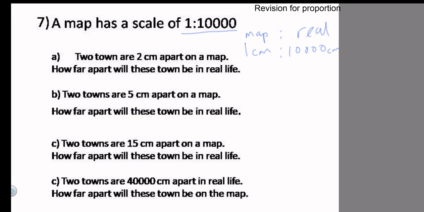Alright, so let's suppose on a map there are 2 villages. The gap between the 2 villages happens to be 1 centimeter, but in real life that would be 10,000 centimeters. Let's answer question A. 2 towns are 2 centimeters apart on a map. So on a map, 2 towns are 2 centimeters apart. How far apart will these be in real life?